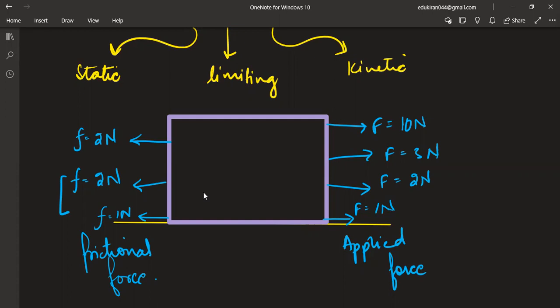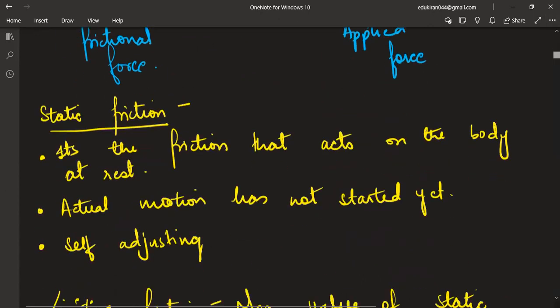It's self-adjusting. Whatever force you apply, it will adjust itself. But it has a certain value. That maximum value of the static friction is known as the limiting value. After this, suppose I have increased the force to 10 Newton. I am noticing that friction is still 2 Newton. So my force is greater, and I am able to push the object. Now the frictional force that remains is kinetic friction. So these are the three types of friction you should remember.